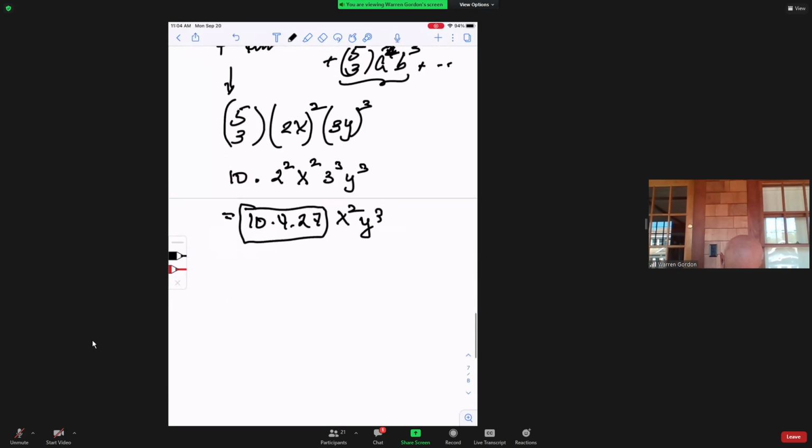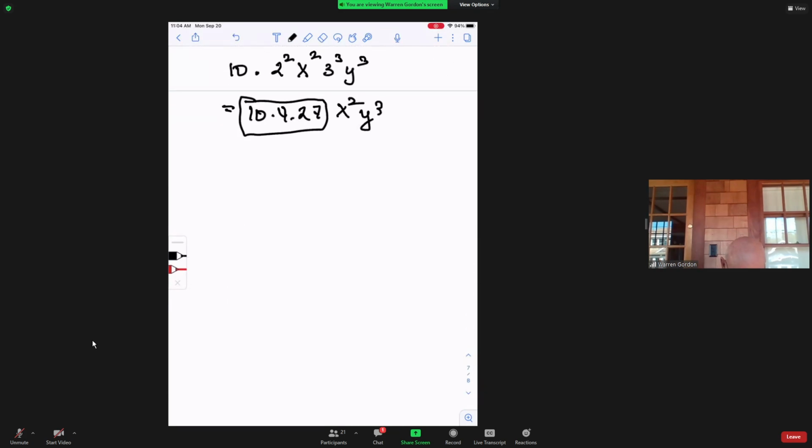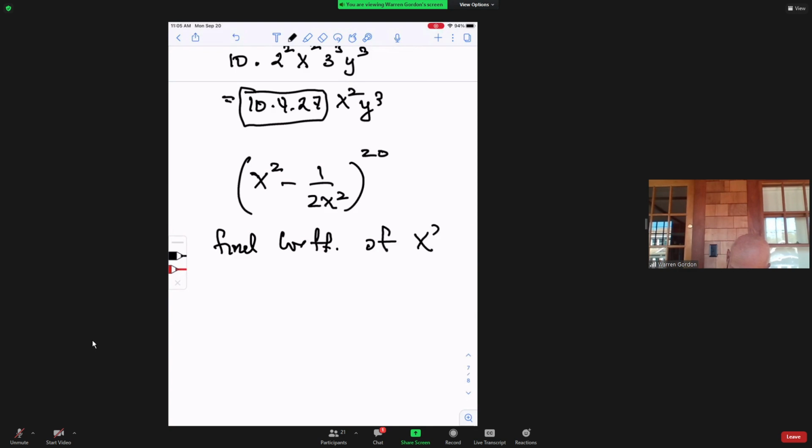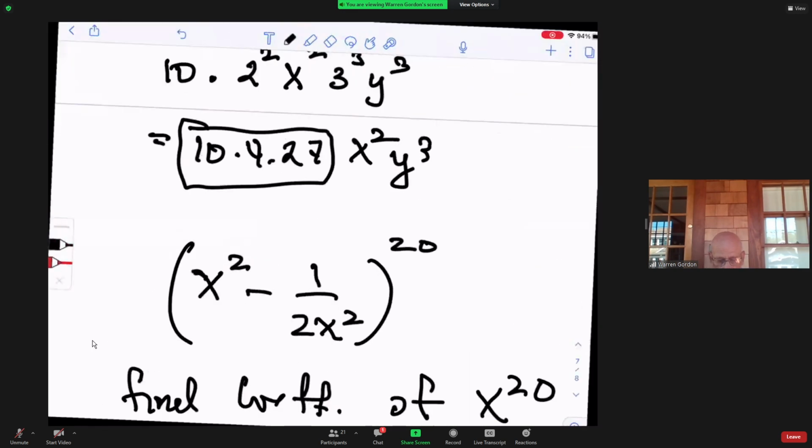Consider the following problem. I'm purposely taking an even one here. Suppose I look at x squared minus 1 over 2x squared, to the 20th, and I want to find the coefficient of x to the 20th in this expansion. Okay, let's see what that means.